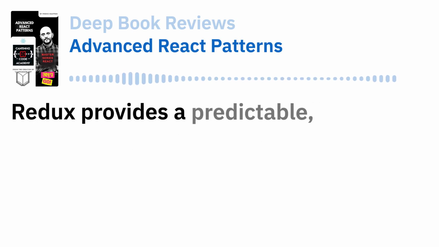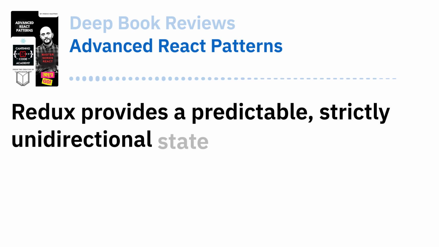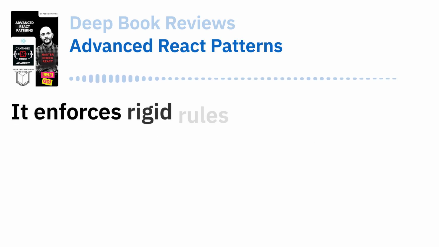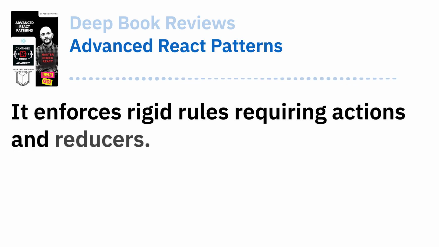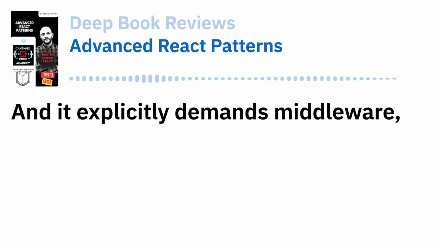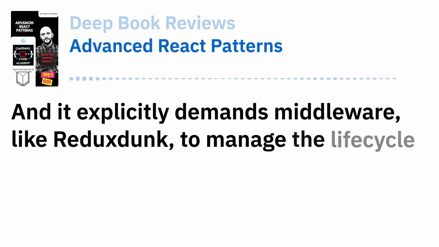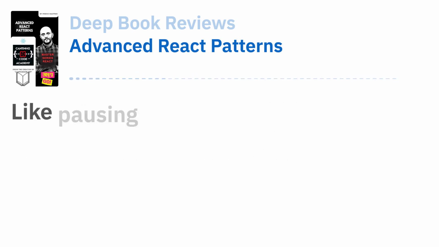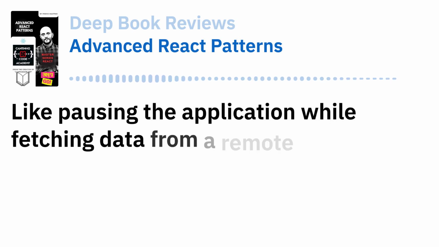Redux provides a predictable, strictly unidirectional state container. It enforces rigid rules requiring actions and reducers, and it explicitly demands middleware, like Redux Thunk, to manage the lifecycle of asynchronous operations, like pausing the application while fetching data from a remote server.